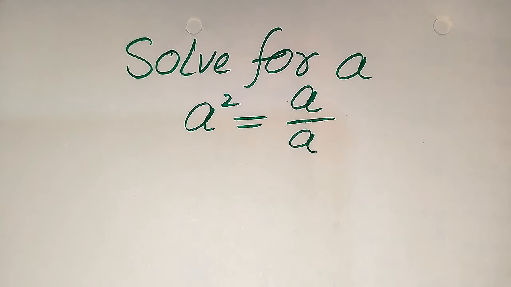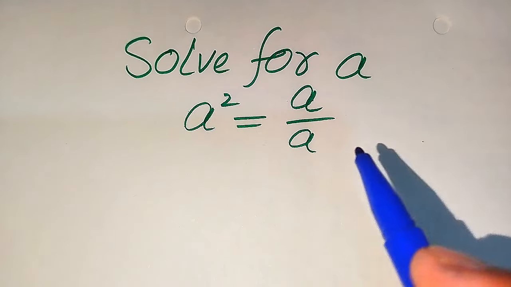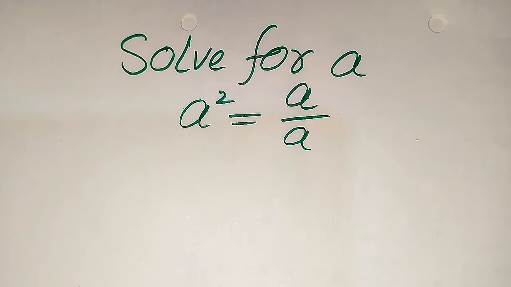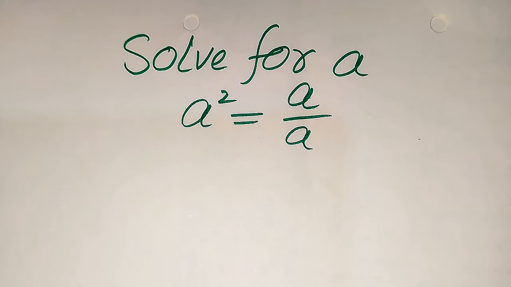Hello everyone, how to solve this problem for the values of a if we have a square equals a divided by a, and we solve this problem for all the values of a. So here first we find all the roots of this equation, and at the last we will verify which of the roots are solutions and which of the roots are extraneous roots.